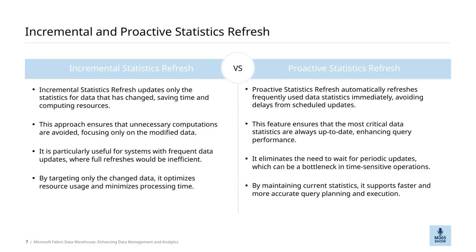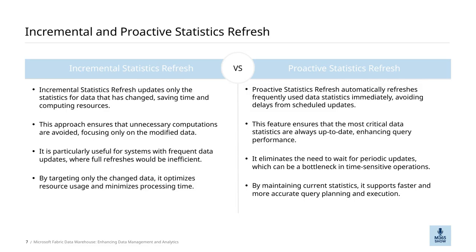Waiting for periodic updates can be a real bottleneck, and this feature helps us avoid that delay altogether. By keeping our statistics up to date, we can plan and execute queries faster and with greater accuracy. On the other hand, incremental statistics refresh is all about updating only the data that has actually changed. This approach saves us time and computing resources because we're not reprocessing the entire dataset, just the parts that need it.